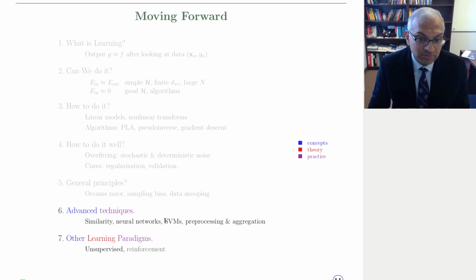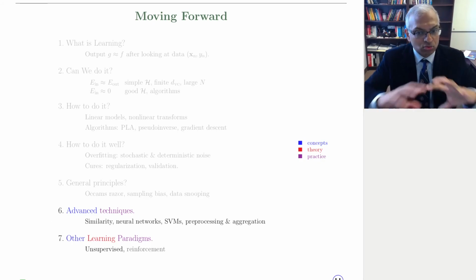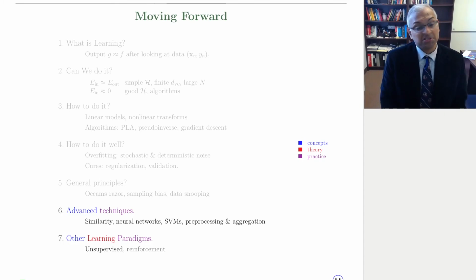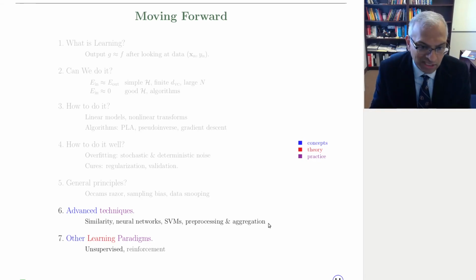We'll talk about support vector machines. So neural networks are cascaded linear models. Support vector machines are more robust linear models. So you see linear models everywhere. Get to know the linear model. And then we'll talk about pre-processing, and maybe we'll talk a little bit about aggregation.